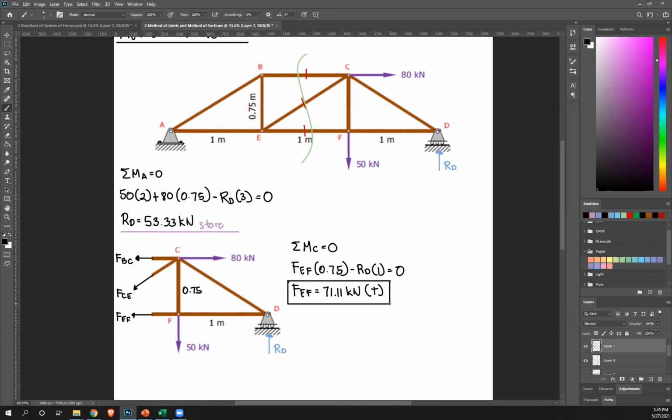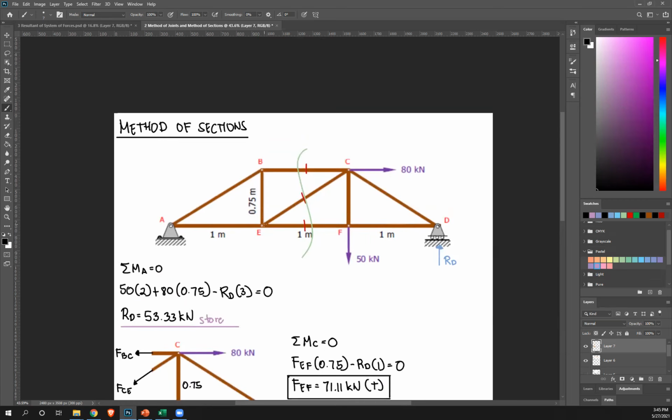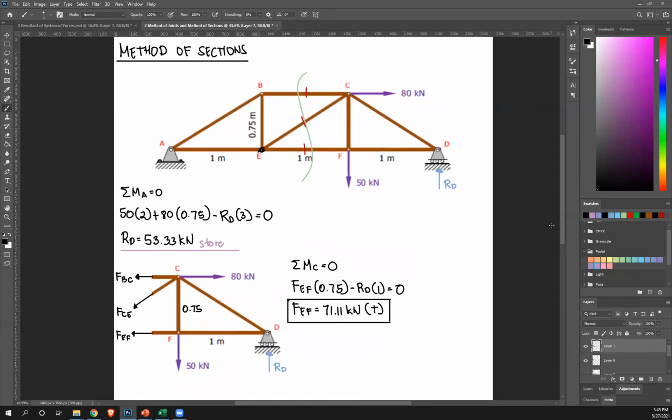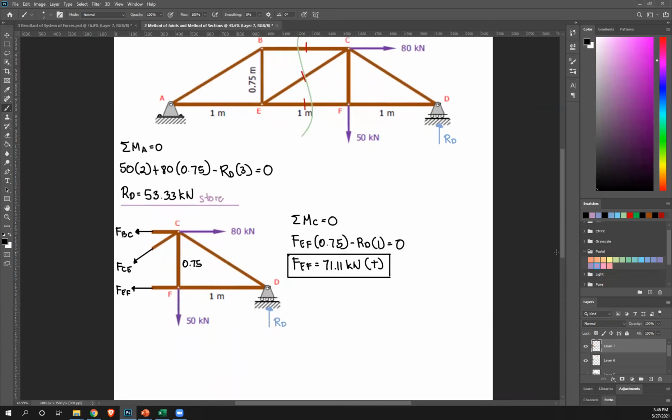Next, the problem here is how to solve for FCE and FBC. One way is to take moment again. If you look at the original drawing and take moment at E, FEF and FCE intersect there. If I do summation of moment at E equals 0, I can solve for FBC. That's one way. Another way is to take summation of forces vertical and horizontal equals 0. Let's try vertical. Summation of forces y equals 0.